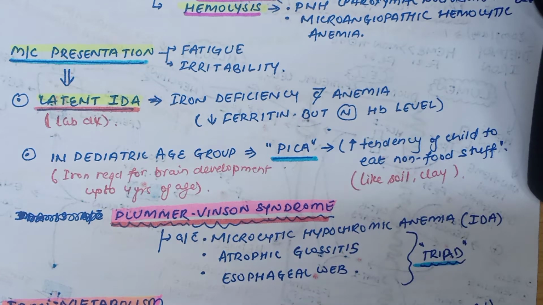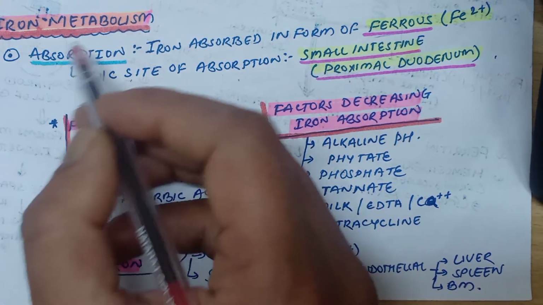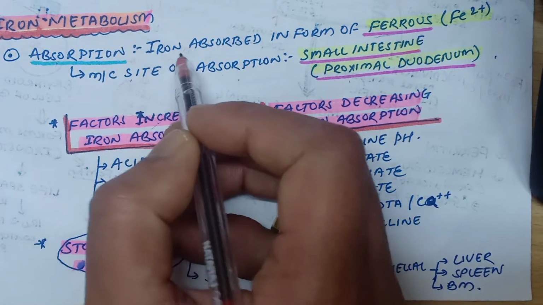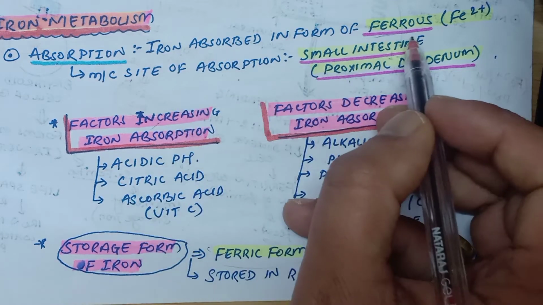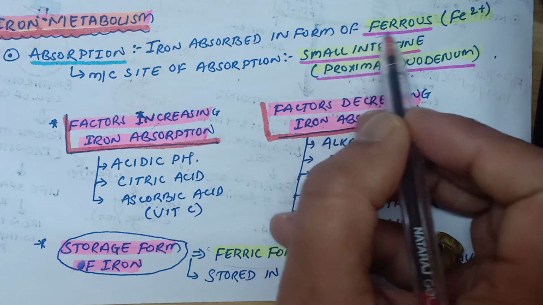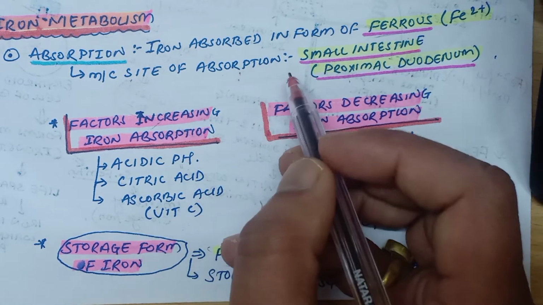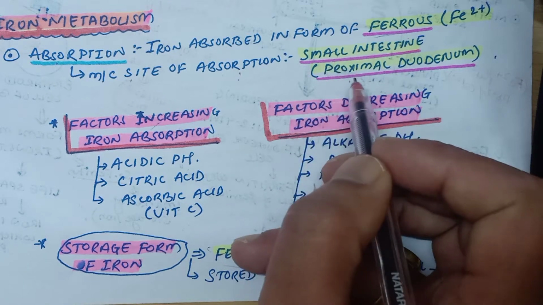Now we'll talk about iron metabolism. Now talking about iron metabolism, iron is absorbed in the form of ferrous iron, that is Fe2+. The most common site of absorption is proximal part of the small intestine, that is the duodenum.